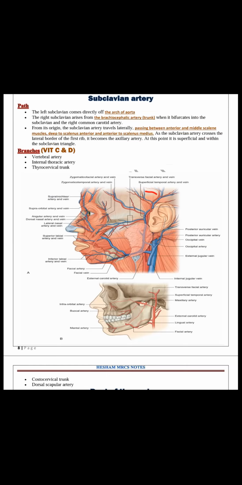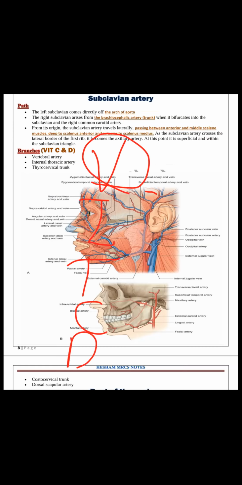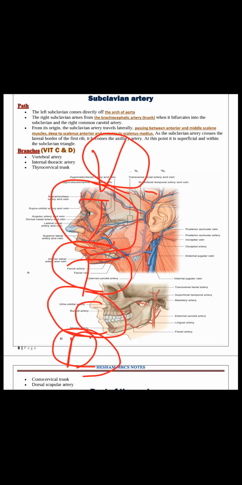What are the branches of the subclavian artery? I have collected them into this word, vitamin C and D. So this is vertebral, internal mammary artery, thyrocervical trunk, costocervical trunk, and dorsal scapular artery. These are branches of this subclavian artery, and this is the most important point here.